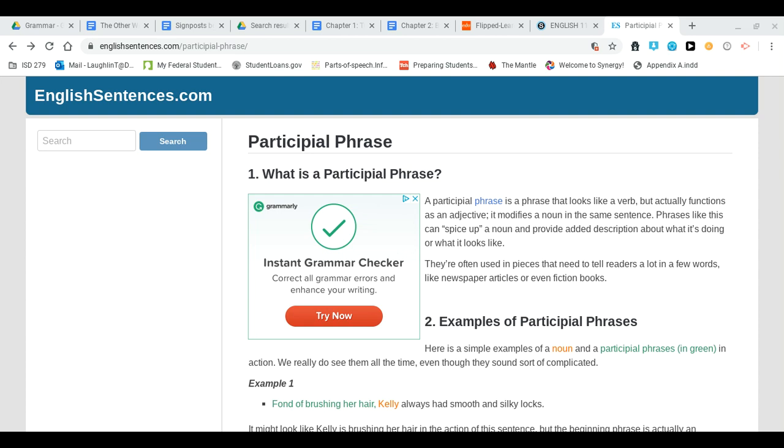If you look right here, a participial phrase is a phrase that looks like a verb, okay, but actually functions as an adjective. Right here, you can see it modifies a noun in the same sentence. And, well, it says phrases like this can spice up a noun or provide added description about what it's doing or what it looks like. Well, an appositive can do that as well. So what you're going to want to focus on is just the fact that a participial phrase begins like a verb.